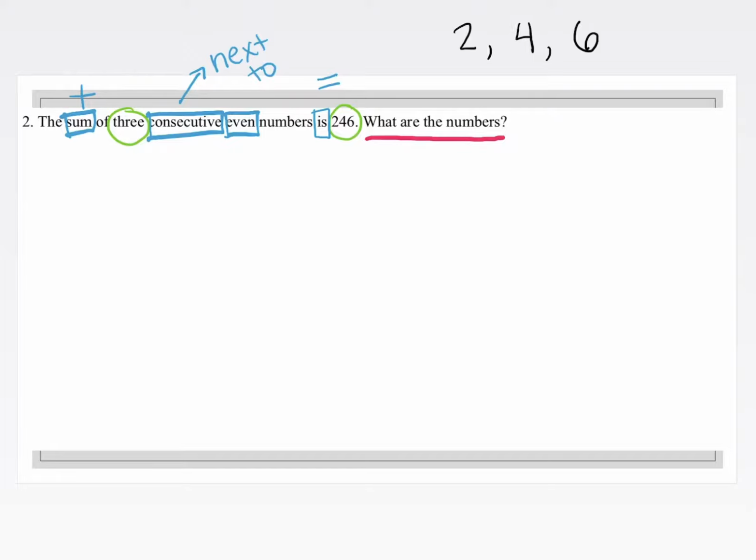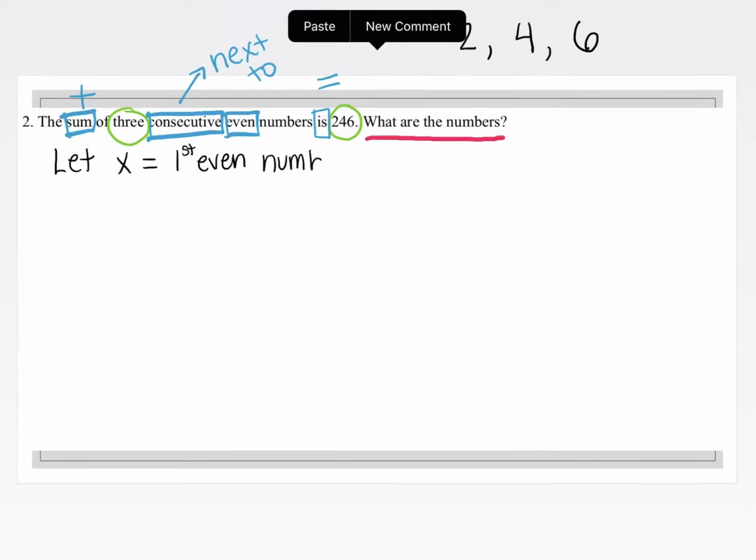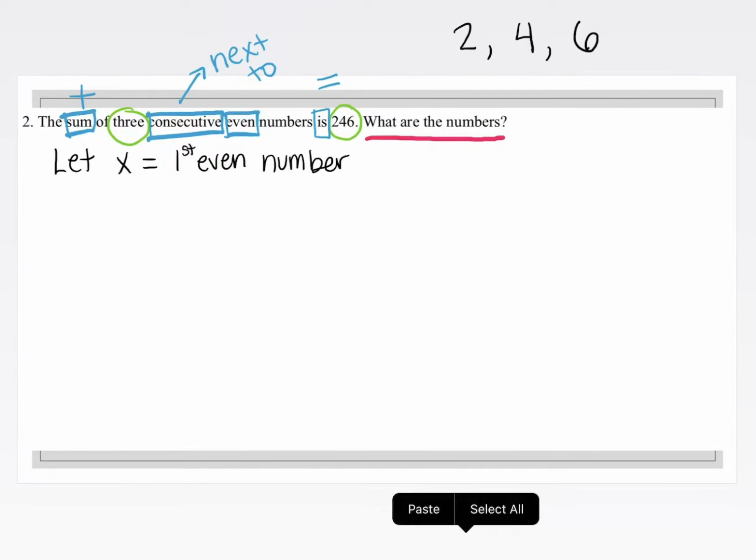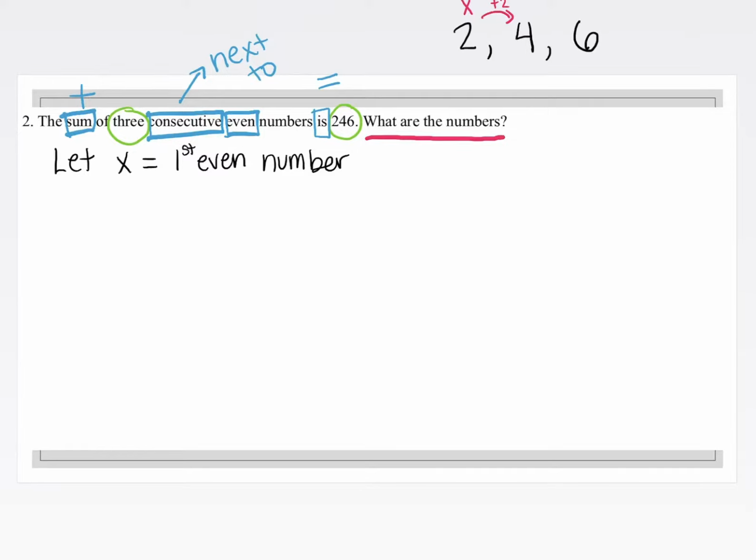So how can we represent this with a variable? Let's let x equal the first even number. Now, our next even number, for example, if x is 2 here, in order to get to 4, how much do we have to add on to jump to 4 on the number line? We have to add 2. So our next variable is going to be the quantity x plus 2. This is our next even number.